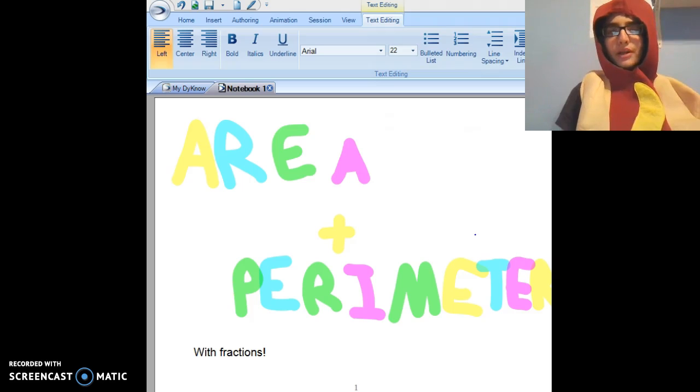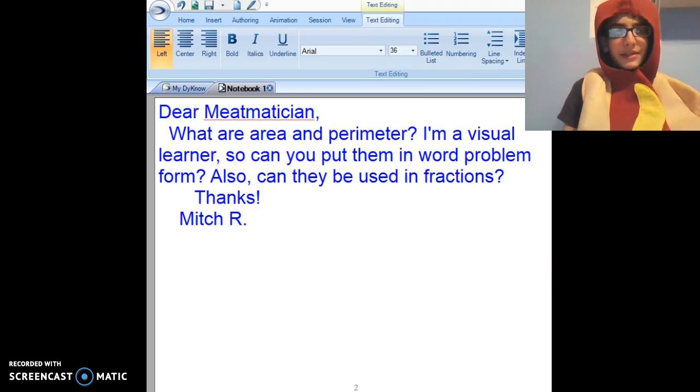Today's question comes from a young boy named Mitch. He writes, Dear Meatmatician, what are area and perimeter? I'm a visual learner, so can you put them in word problem form? Also, can they be used in fractions? Thanks, Mitch R. Oddly specific, but I'll get to it anyways.